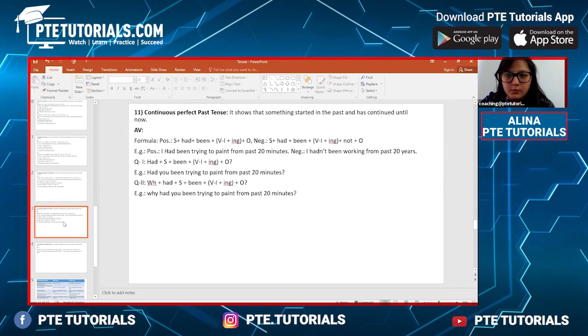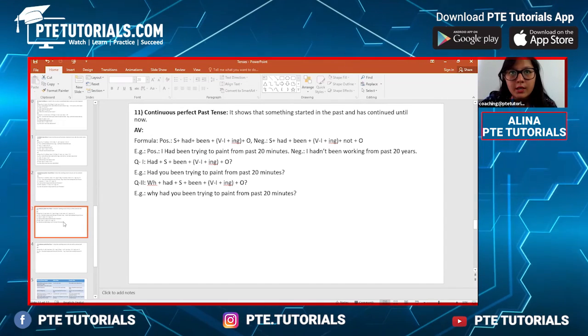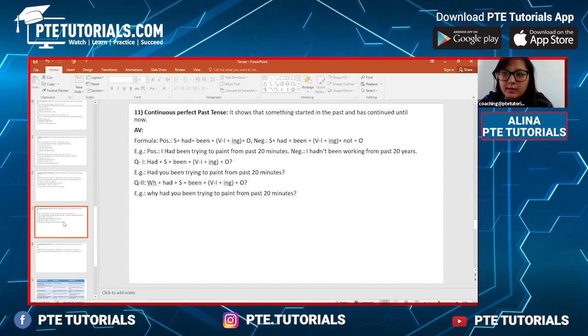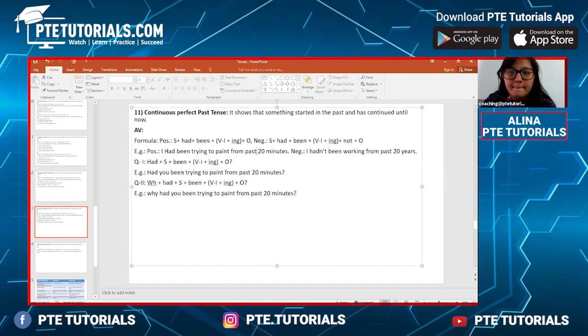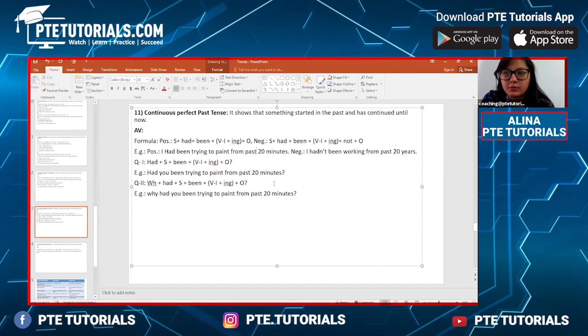Continuous perfect past tense says that any activity which started in the past has completed as well, meaning it was going on in the past, but only between that particular duration. I had been trying to explain to him about PTE exams from 10 a.m. to 12 p.m. yesterday, because the activity should always be in the past. It shows that something started in the past and continued until then. So: subject plus had been plus verb plus ing plus object. I had been trying to paint from the past 20 minutes. There should be a duration in continuous perfect past tense.